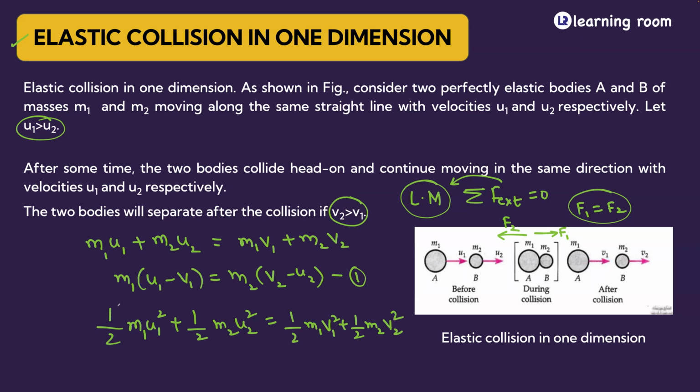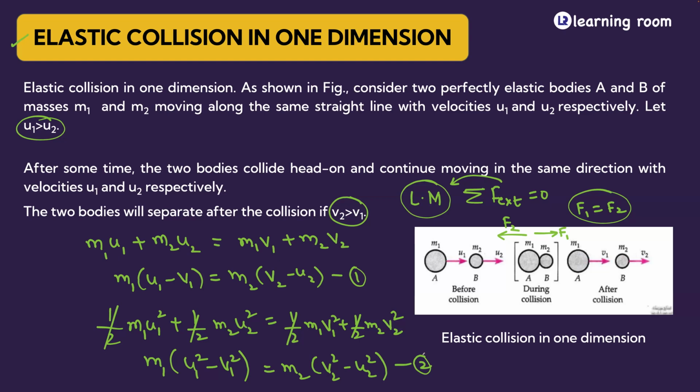Right. So what is going to get cancelled here? Half is going to get cancelled. So m1 u1 square plus m2 u2 square is equal to m1 v1 square plus m2 v2 square. Now again, I will take m1 terms on one side. So I will write m1 into (u1 square minus v1 square) is equal to m2 into (v2 square minus u2 square). Let me call this equation number 2. Accepted? I did the same kind of rearrangement. Only difference is here you had u1, u2; here you have u1 square, u2 square.